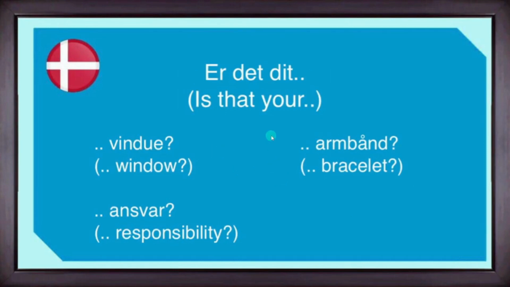Er det dit? Is that your, or is it your? Same, same. Er det dit? Is that your vindue? Vindue. Window. Ansvar. Responsibility. Well, that's a little higher level here. Armbånd. Bracelet. Er det dit vindue? Er det dit ansvar? Er det dit armbånd? Right? So just put a random noun. Er det dit glas? Er det dit bord? Er det dit hus? Whatever word you can think of, put it in there. Alright. Moving on.